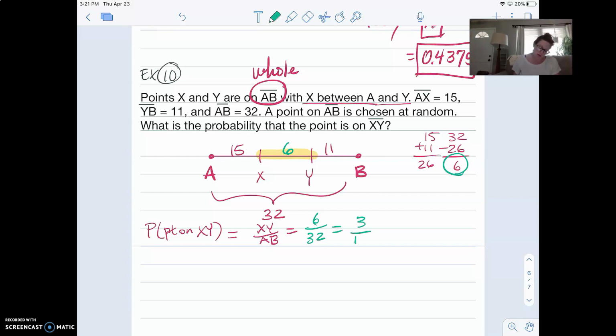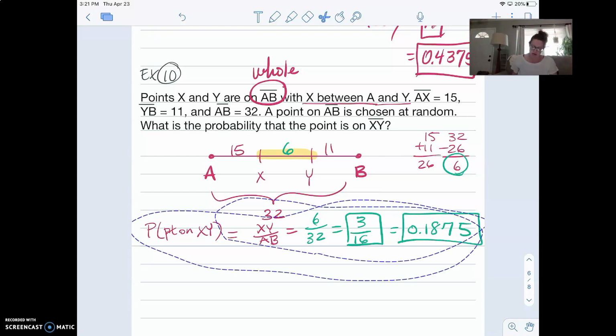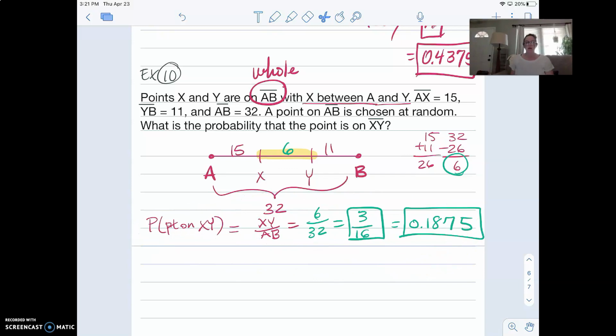So 6 divided by the whole thing, which is 32, and then simplify. So that'd be 3 over 16, or if you wanted to write that as a decimal, 0.1875, whichever one you prefer. Ta-da! Move that up a bit. Okay, so that's it for this lesson.